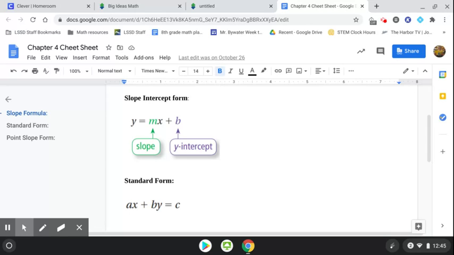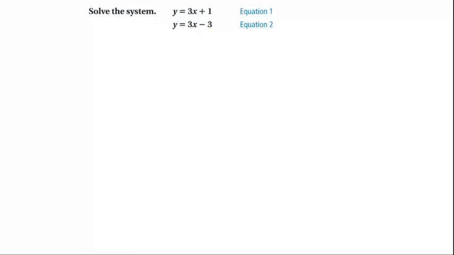So let's go back and look at that example. I'm looking for the m, the number in front of the x, and those are the same. So I know these are parallel lines. Now, the y-intercepts are different. If the y-intercepts were the same, then the equations would be exactly the same, and that would be infinitely many solutions.